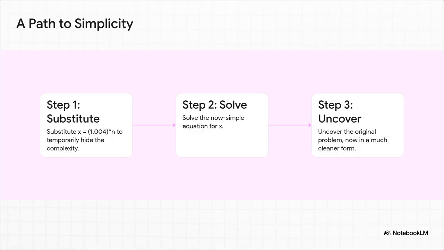Okay, now for a really clever algebra trick. You see that 1.004^n part? That's the annoying bit, right? So here's what we're going to do. We're going to temporarily hide it. Let's just call that whole thing x.